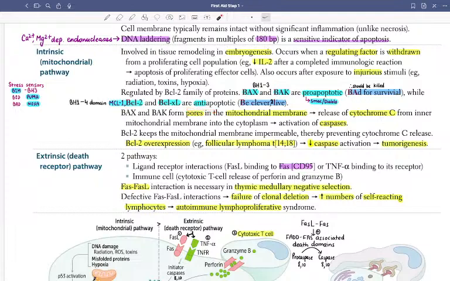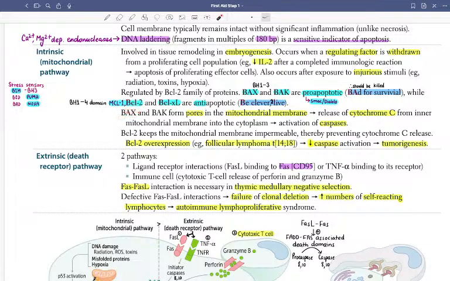anti-apoptotic. So BAD, BAX, BAK and SMAC/DIABLO, everything that is bad for survival, is pro-apoptotic. MCL1, BCLXL, all anti-apoptotic.